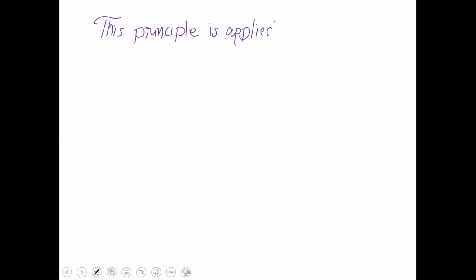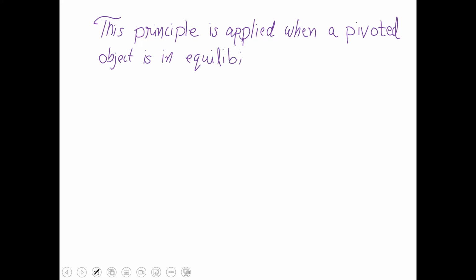This principle is applied when a pivoted object is in equilibrium, balanced state.